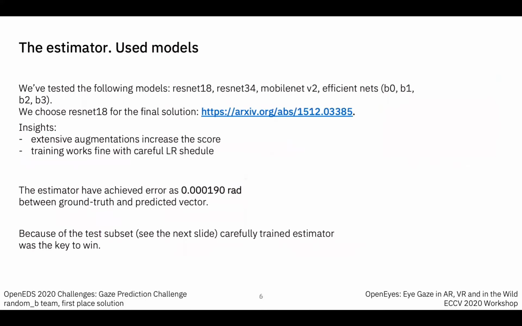Let's talk about the models we used. We've tested the following models: ResNet 18, ResNet 34, MobileNet version 2, and EfficientNets, different versions. And we chose ResNet 18 for our final solution.